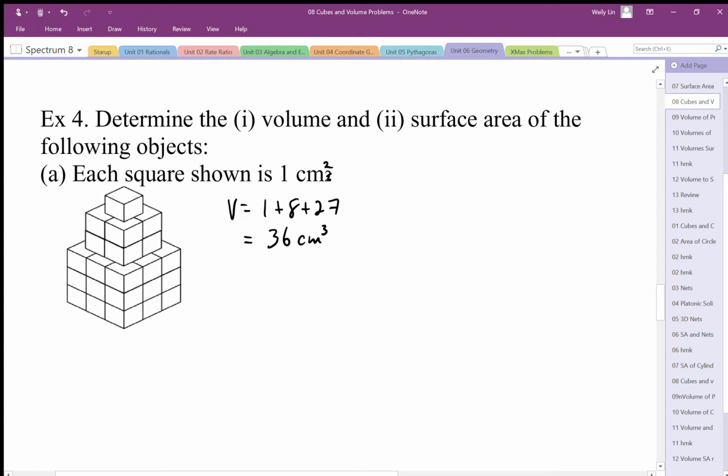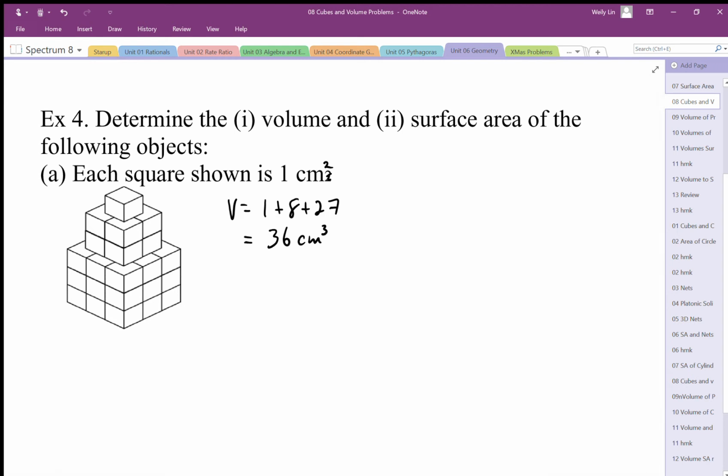Surface area is a little bit harder, so we need to make sure that we have all the surfaces. Okay, so we have the cube. Okay, so we have 5 surfaces of 9. Here we have 4 surfaces of 4, and here we have 5 surfaces of 1. And then we have these kind of top partial surfaces. Okay, and we can calculate that separately like that. However, I think I'm going to do it this way.